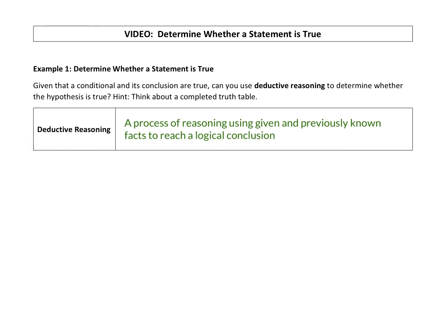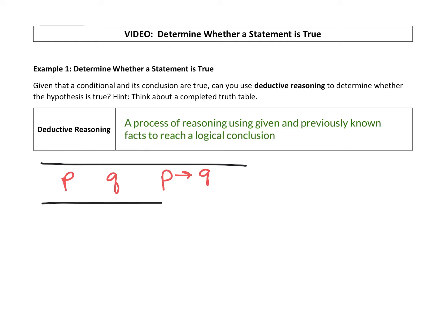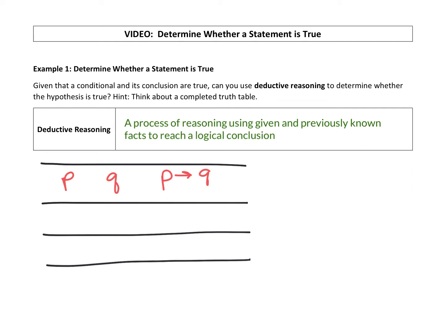Okay, so we had a truth table in our previous lesson, so I'm just going to recreate that. Here's our hypothesis, here's our conclusion, here is our conditional if P then Q. So let's just look at all the possibilities for how this could play out. We're going to recreate that table, and that's going to help us answer this question.